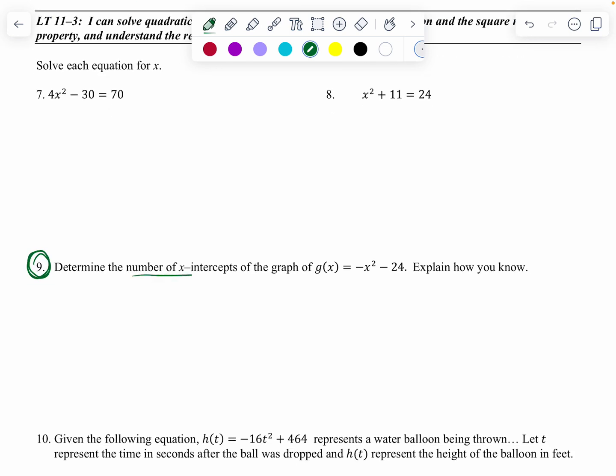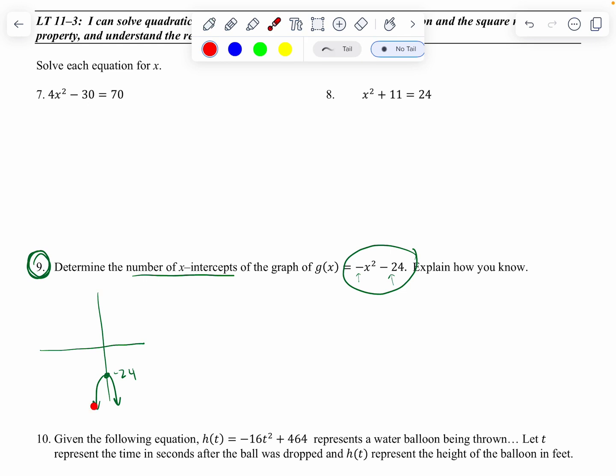But determine the number of x-intercepts. I would sketch that. If you sketch this, you know that this parabola is upside down because of that minus sign, and it lives 24 below the x-axis, so here's negative 24, and make it face upside down. Then I know that this has no x-intercepts because my U-shape, my parabola, doesn't touch that line. So if this never touches this, there are none.